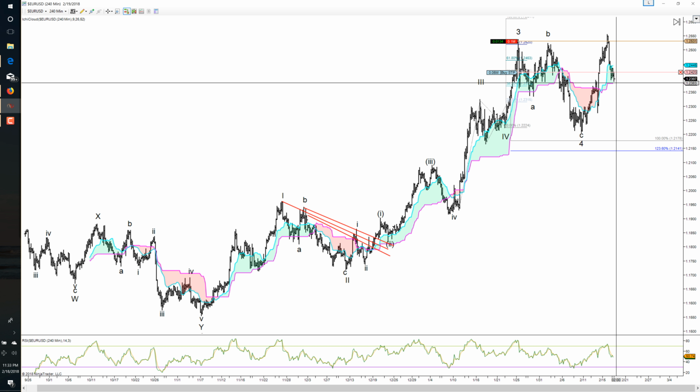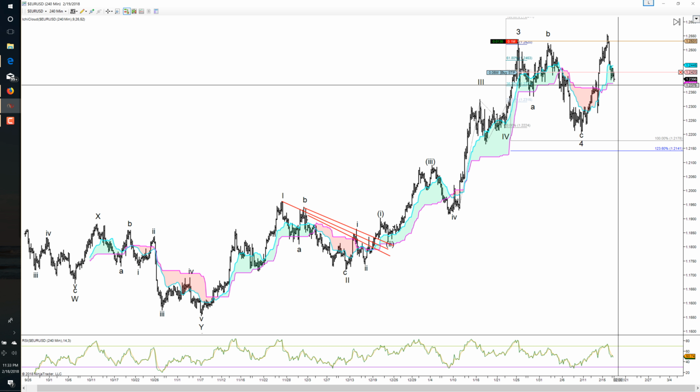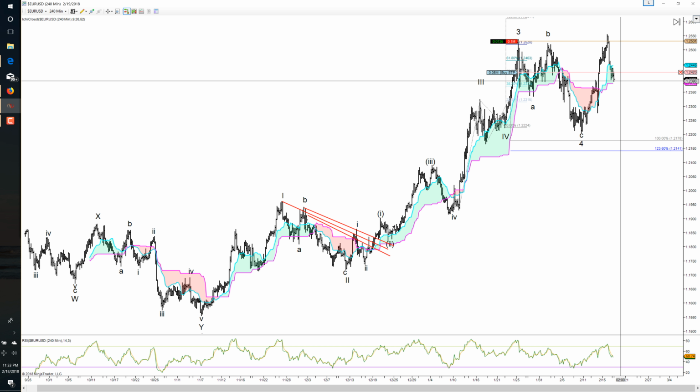The Ichimoku cloud support line here is getting close to that 2381. So we're going to see how that's going to hold. But honestly, my Fibonacci support and resistance levels are extremely better than the Ichimoku support lines. The Ichimoku cloud lines are great on larger time frames, but they're more like 60% accurate.